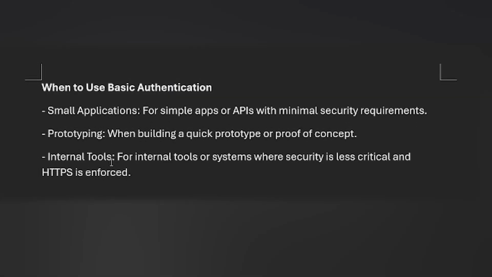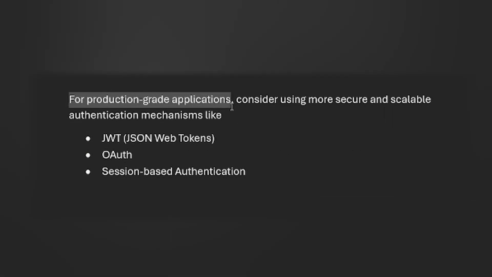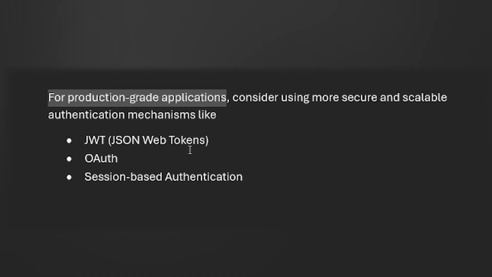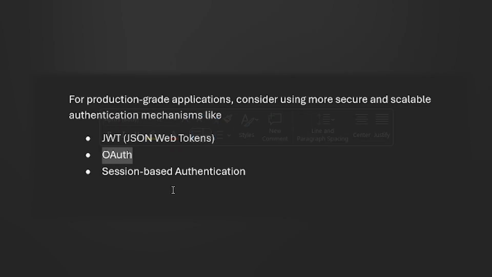When to use basic authentication: in small applications, for simple apps, prototyping when building a quick prototype, or proof of concept, for internal tools or systems where security is less critical and HTTPS is enforced. If you want to create a production-grade application, you should consider using more secure and scalable authentication mechanisms like JWT, which is short for JSON Web Tokens, or OAuth, or session-based authentication.